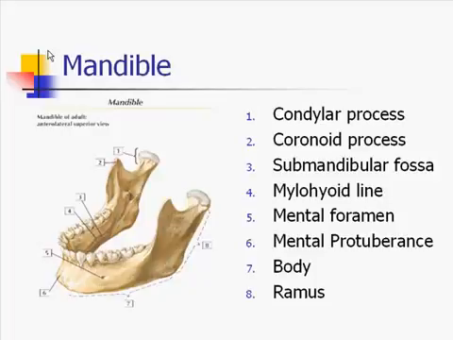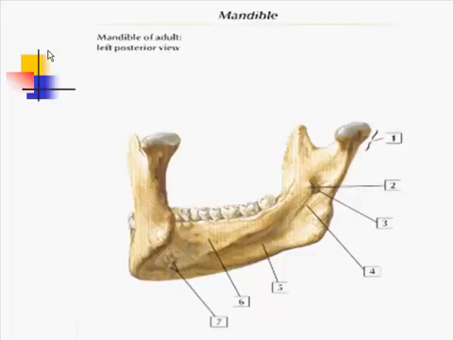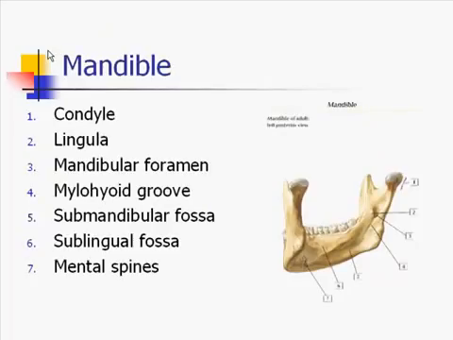Also 4 is the mylohyoid line, which is the point of attachment for the mylohyoid muscle, which forms the floor of the mouth. Again, the mental foramen, mental protuberance. Now if we go to the posterior view, you can see another. See if you can find where the lingula is, mandibular canal. Mandibular foramen.